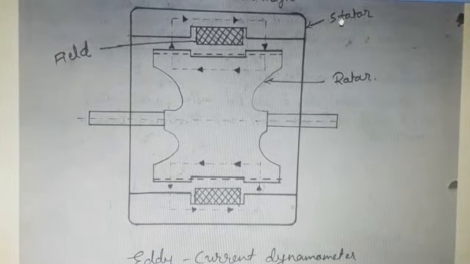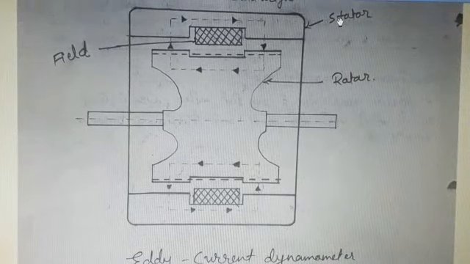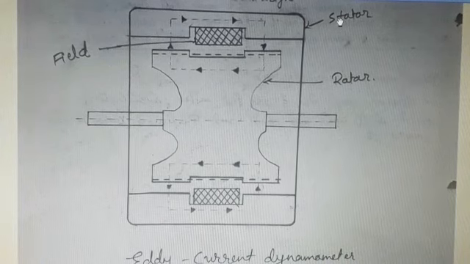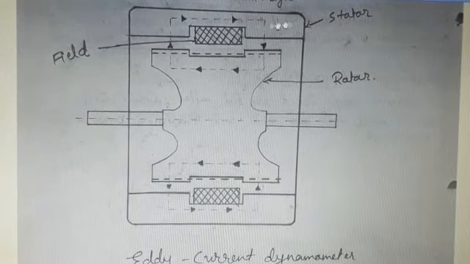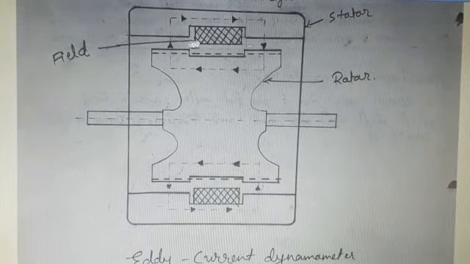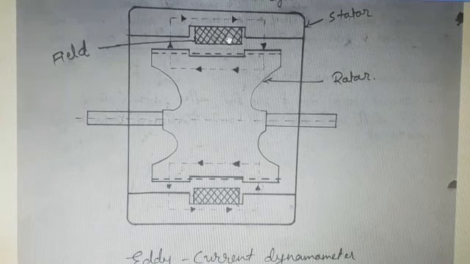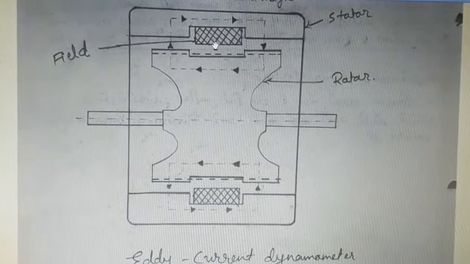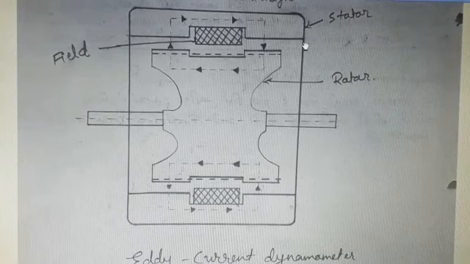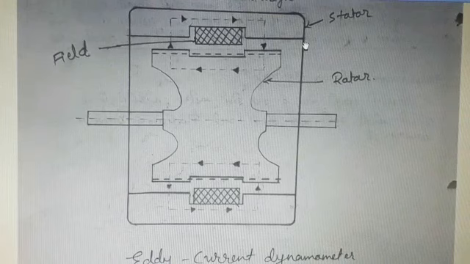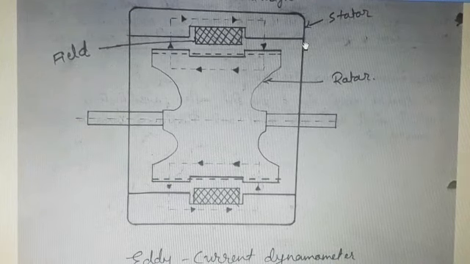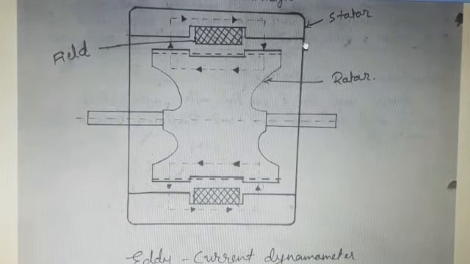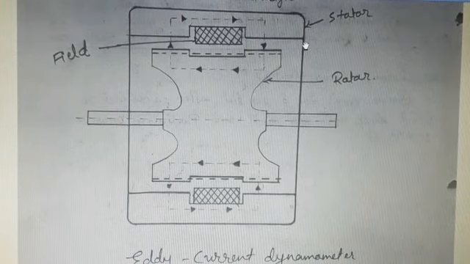Next we have a stator, this one. The stator is a stationary member and it has poles, which are also known as teeth. Then you can see that DC supply is given to the field, or coil, through the stator. In an eddy current dynamometer a lot of heat is generated, so we have an arrangement of cooling water. You need to cool the dynamometer, and for that a cooling arrangement is required.